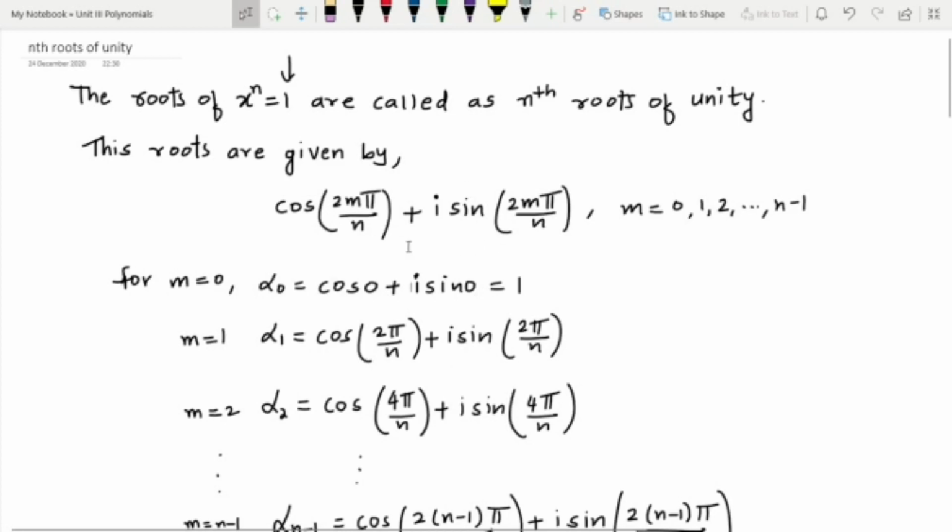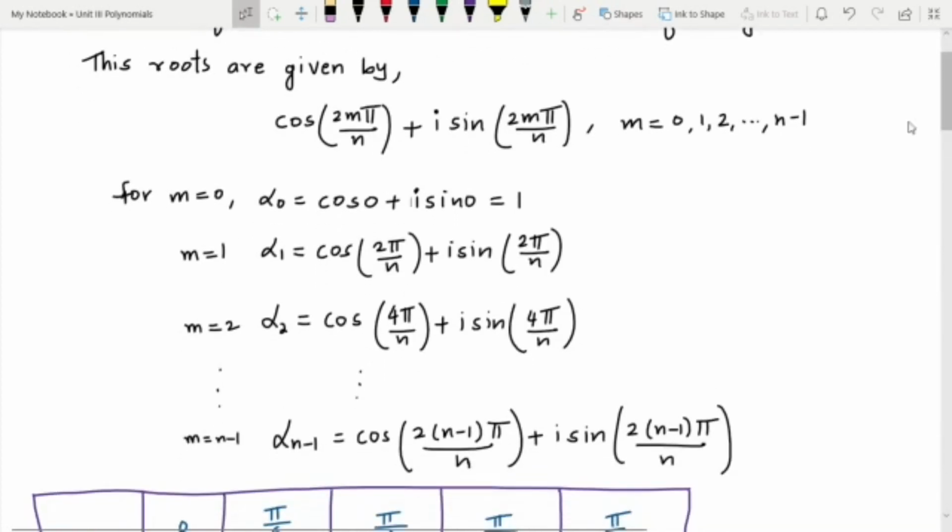Now if you put m is equal to 2, what you will get? Cos of 4π upon n plus i sine 4π upon n. The same thing I have written here, and I am calling it alpha 2, and you go on continuing in this way. The final value that we are going to put here is n minus 1, and therefore this is our alpha n minus 1. So these are our n roots. Remember, we are starting from 0, that is alpha 0, and we are going up to alpha n minus 1.